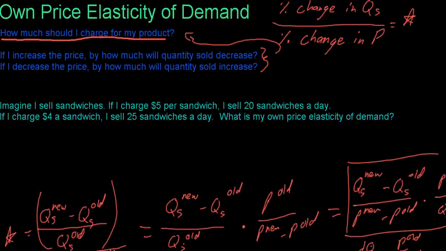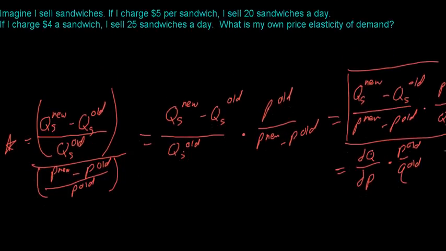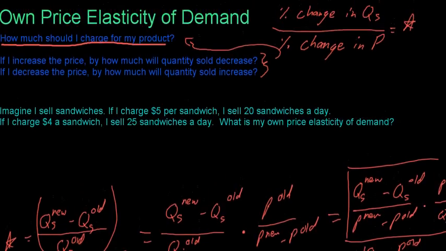Alright, so now we're going to get down to the example. And if any of this rearranging in algebra isn't clear, let me know. I went through it kind of fast because I know that you can go back and rewind and check it out again. But the important thing to remember is that the own price elasticity of demand is just the percentage change in quantity sold divided by the percentage change in price.